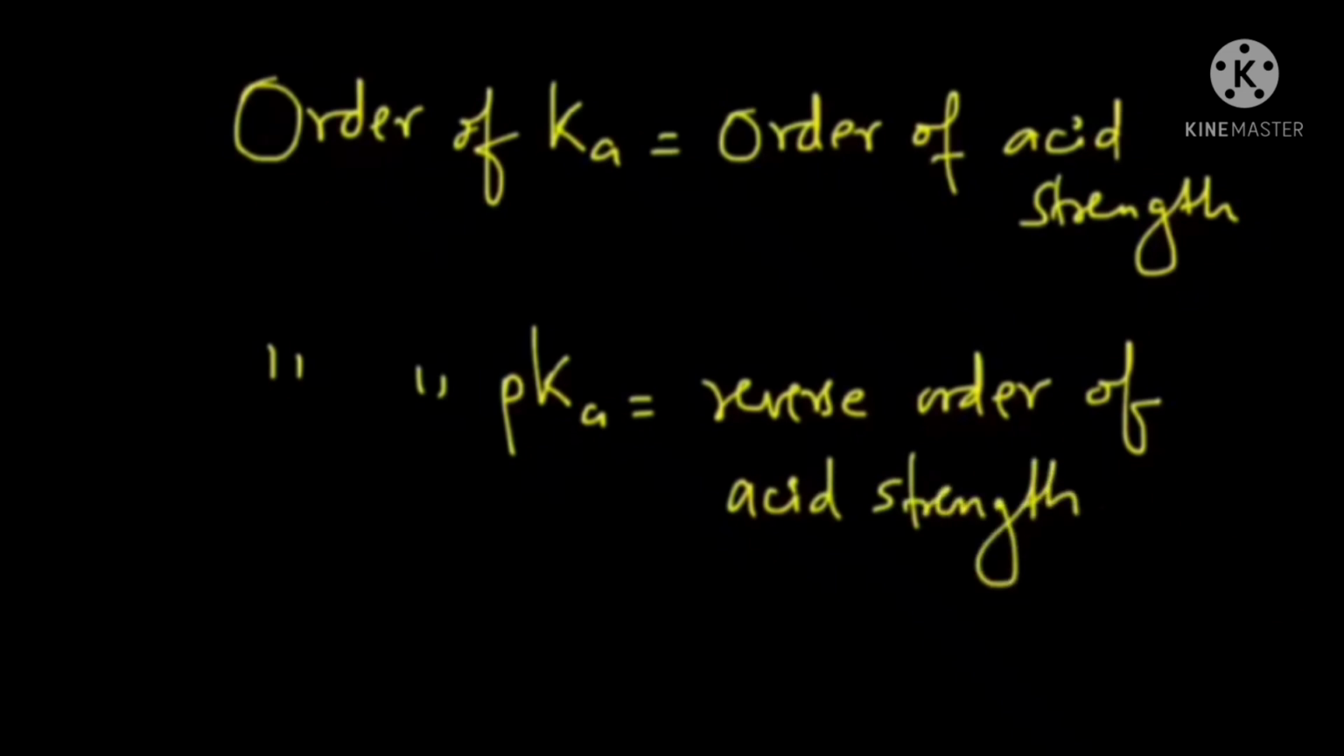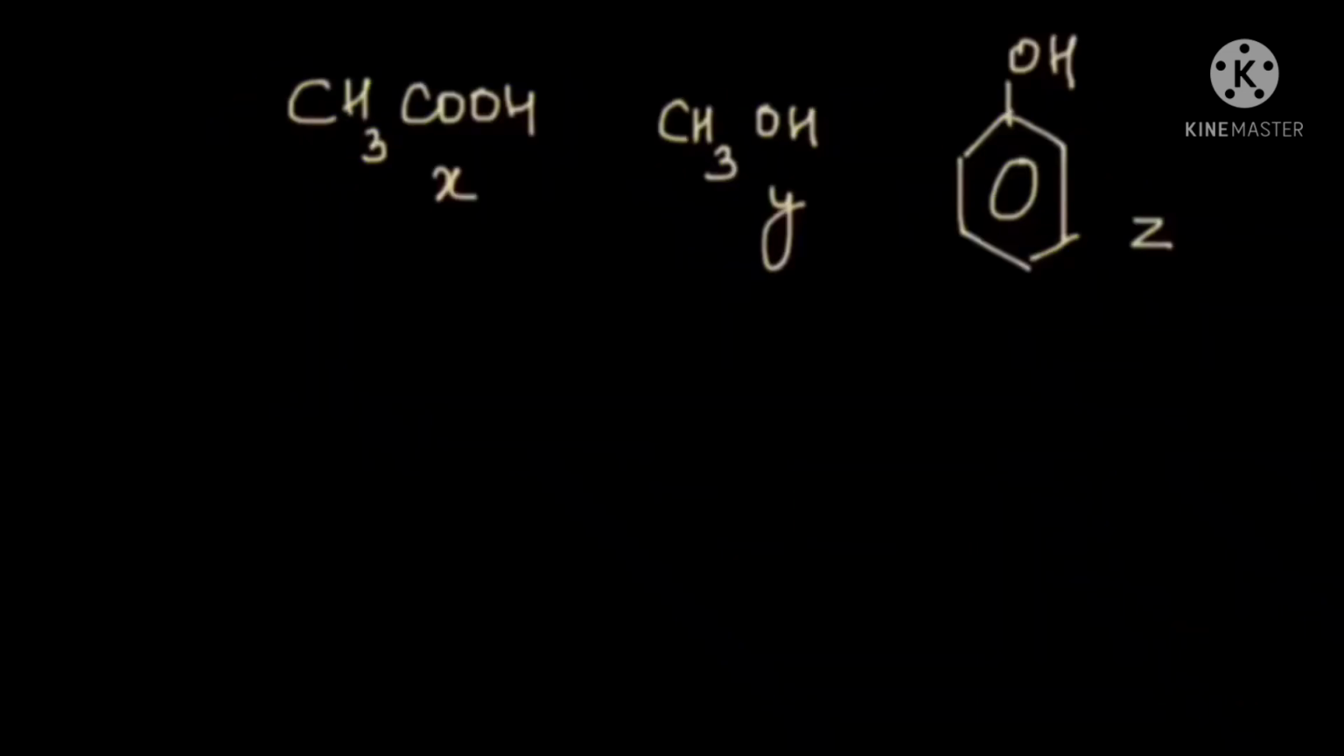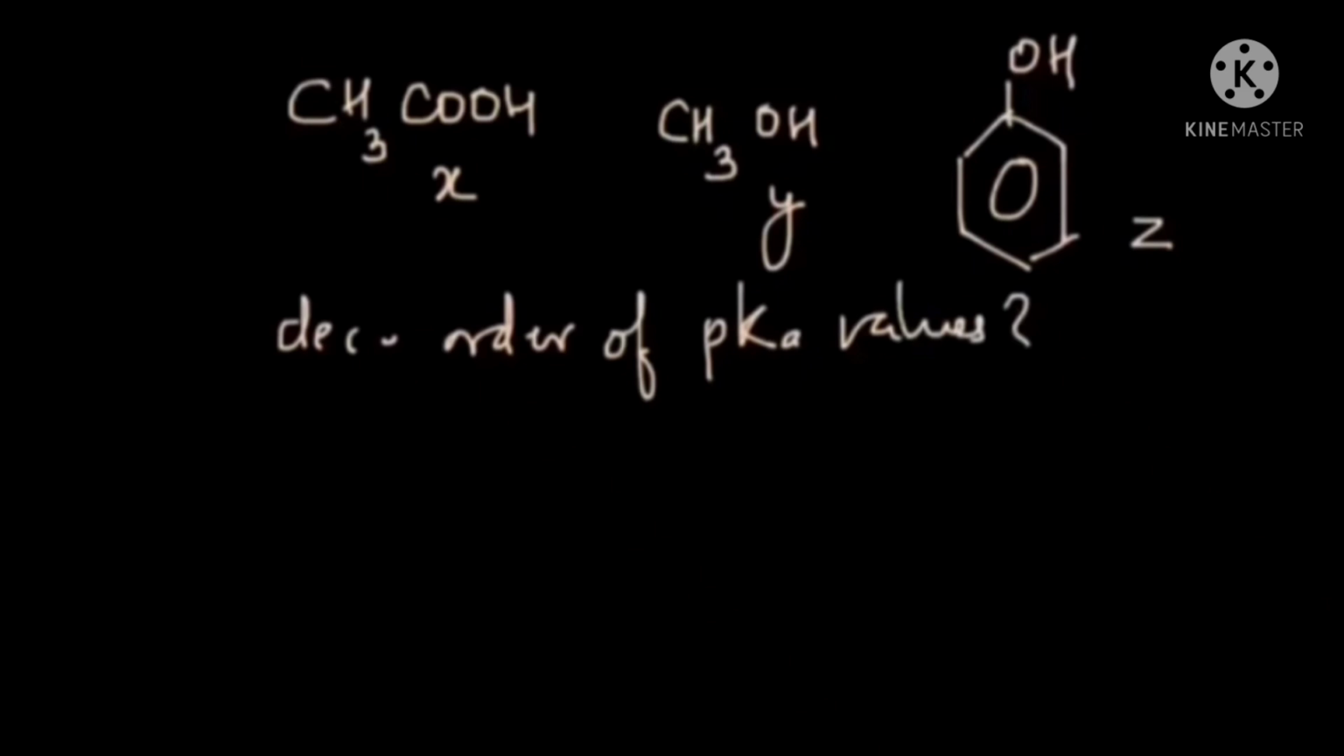Let's use this concept in a sample problem. Let's arrange these three compounds in the decreasing order of pKa values. So we have acetic acid as X, methanol as Y and phenol as Z, and we want to arrange them in decreasing order of pKa values.